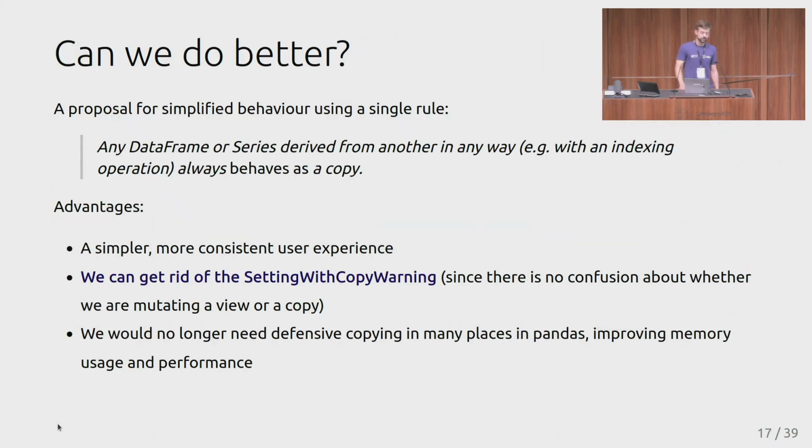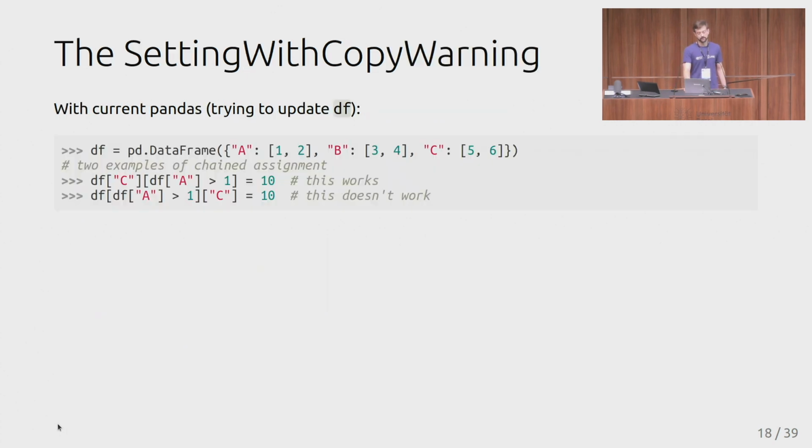Another advantage to this proposal is we can completely get rid of the entire SettingWithCopyWarning. There's no more users having to understand whether something's a view or whether something's a copy. There are no views anymore as far as the user's concerned. Everything's a copy, and so we don't need this SettingWithCopyWarning.